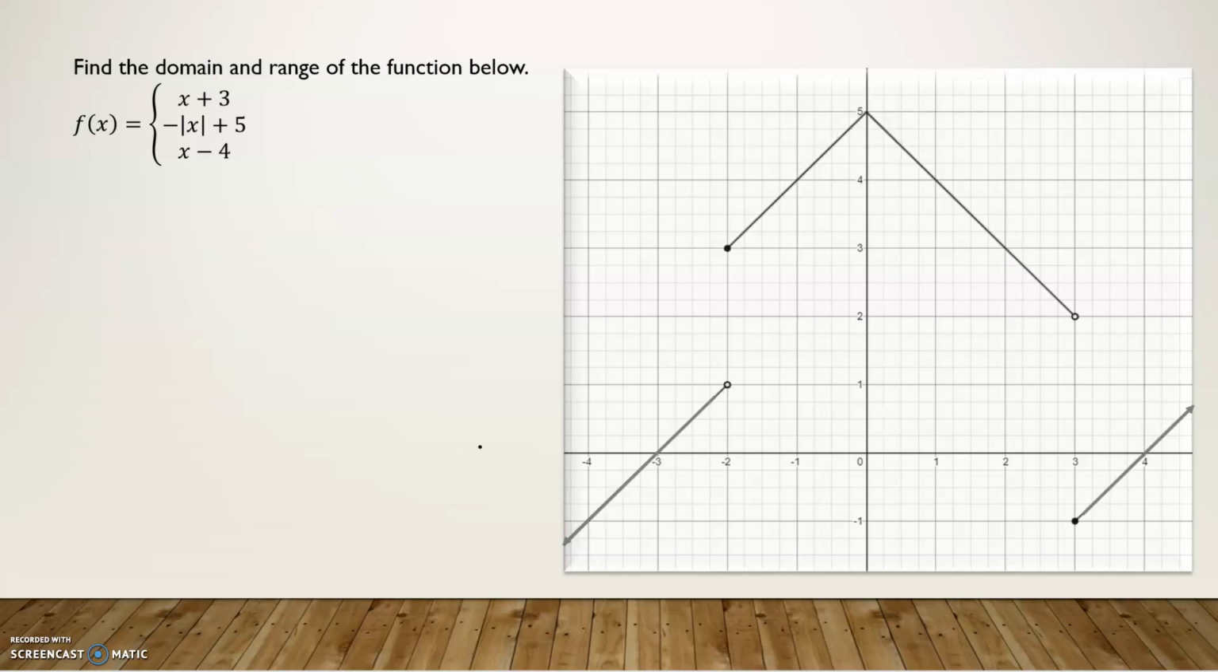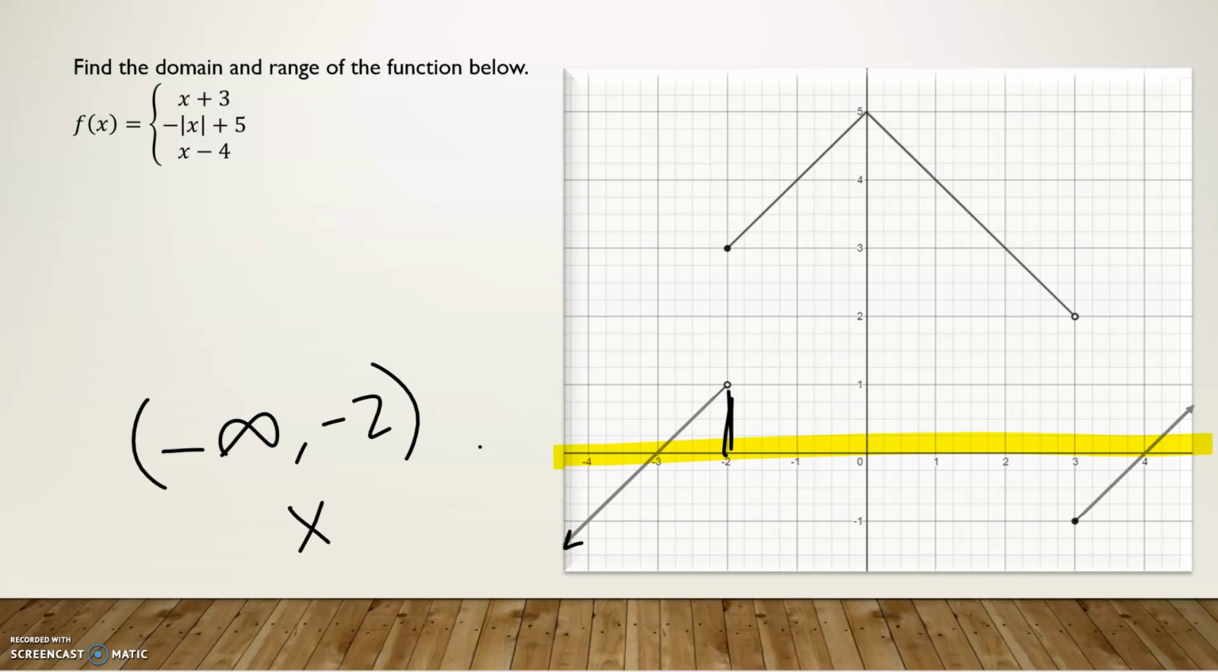Okay, so for the first one, x plus 3. If we're trying to find the domain for this one, we need to be on our x axis here. I've got an arrow right here, so it's going to go out towards negative infinity, but it looks like it ends right here at negative 2. It doesn't include negative 2, so what you can say is x less than negative 2.